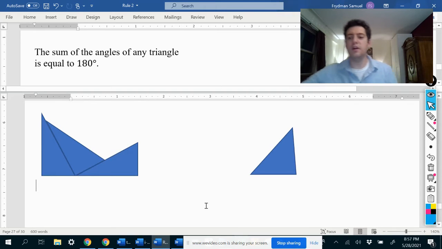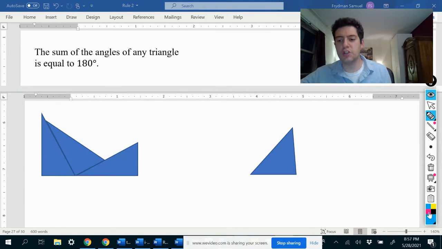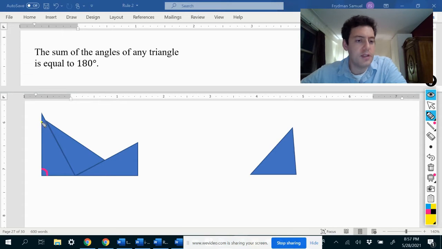Okay, so what have we done here? Let's just color code the original angles, the angles from the original copy of the triangle. So there was this angle over here, which happened to be a right angle, but this rule applies to all triangles, not just right triangles. So we had that angle, we had this angle, and we had, let's go with green, we had this angle.